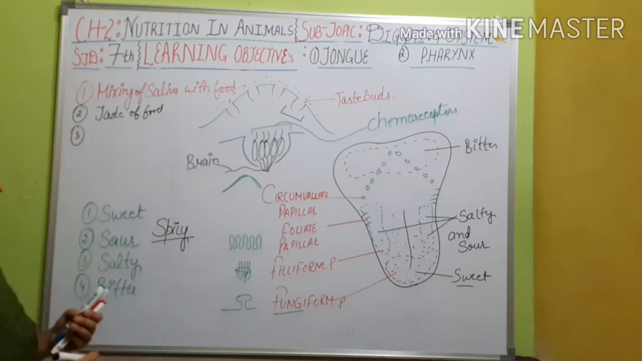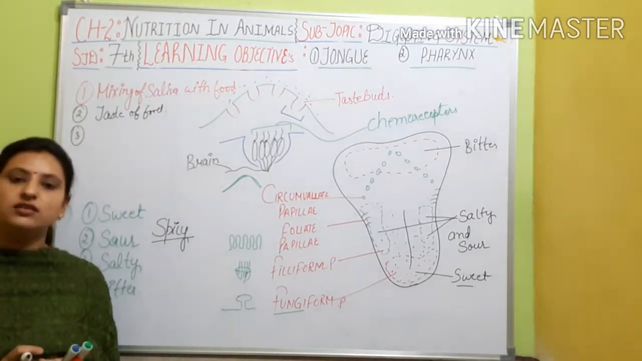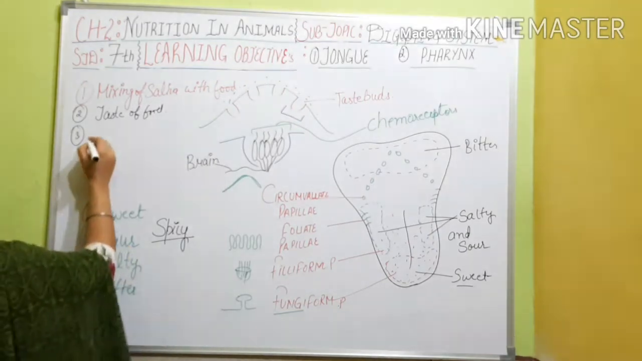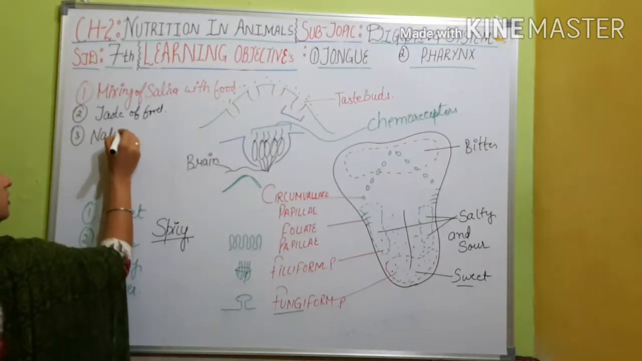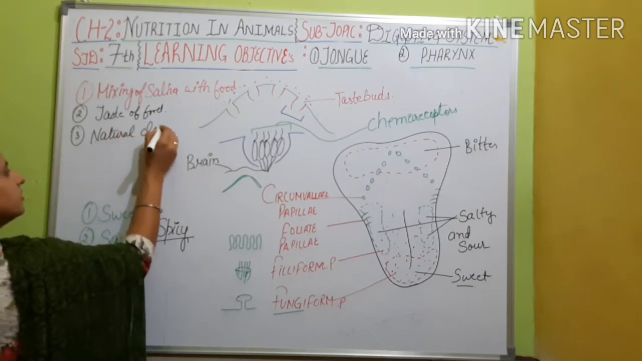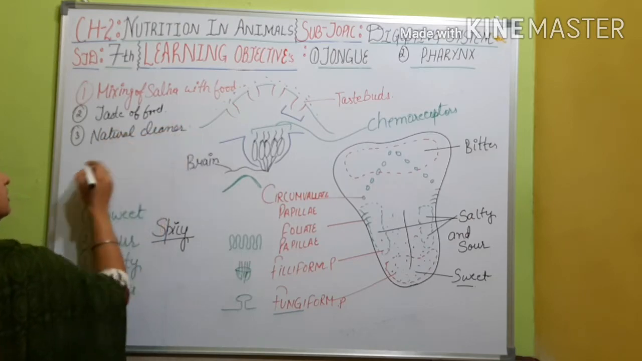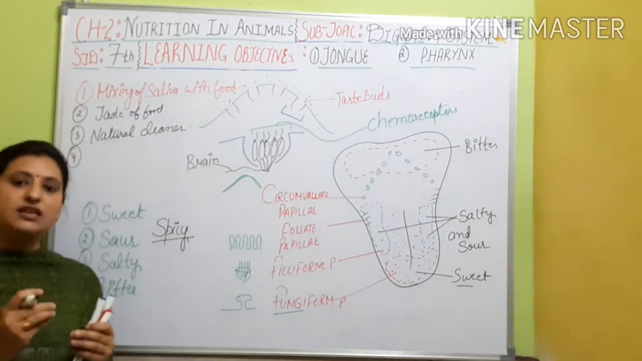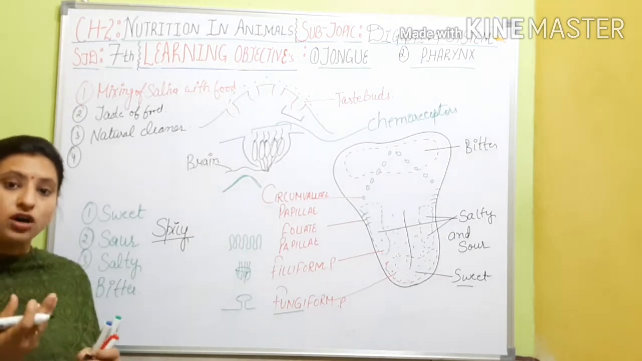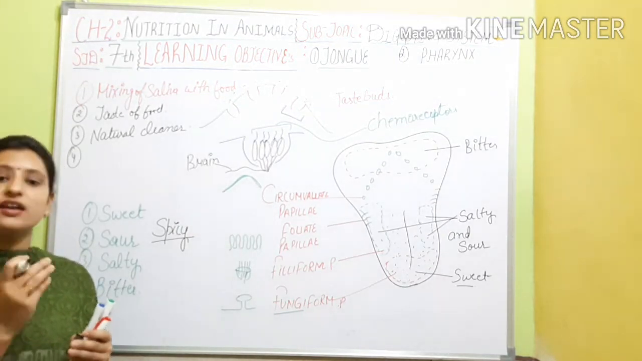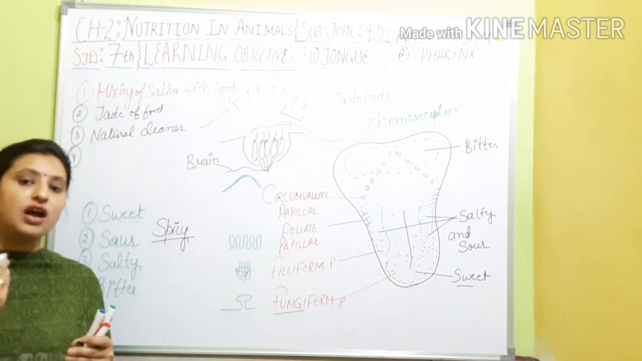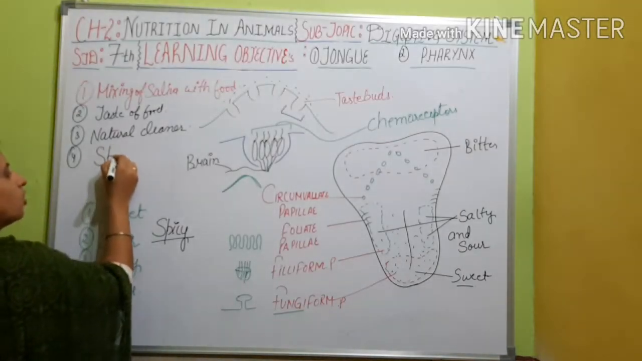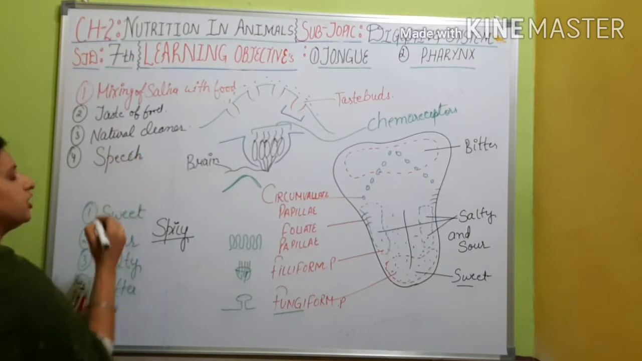Third, the tongue also acts as a natural cleaner of the teeth. Next, most important is that it helps in speech. It helps us to talk. While talking, if the tongue is not present in our mouth, we are not going to pronounce even a single word properly. So it also creates good speech when we talk.